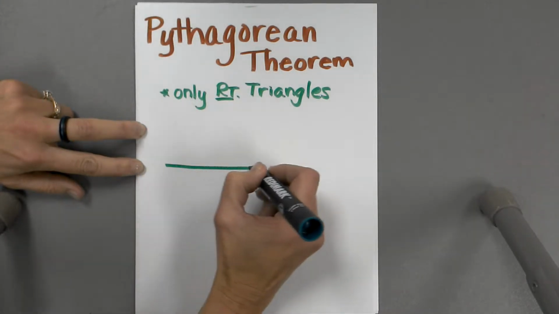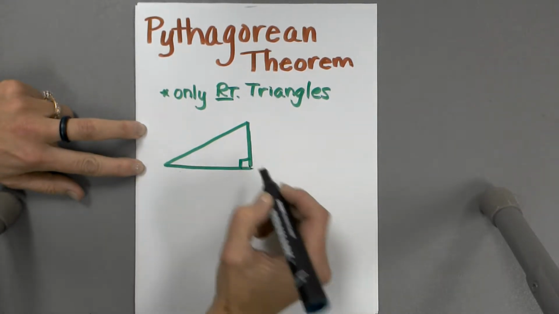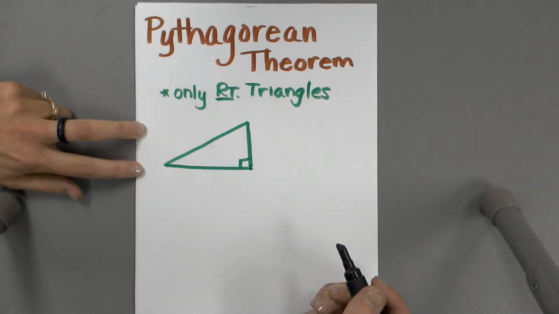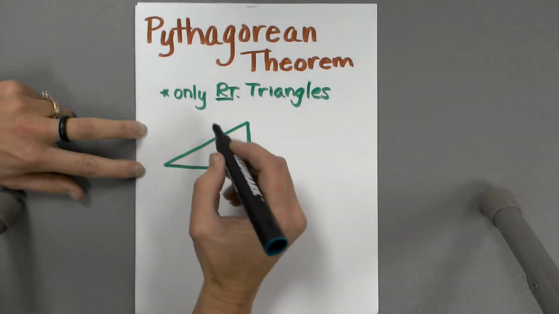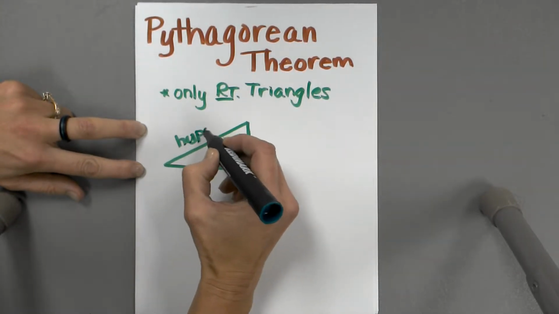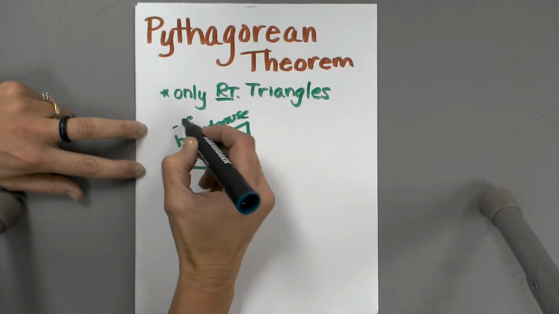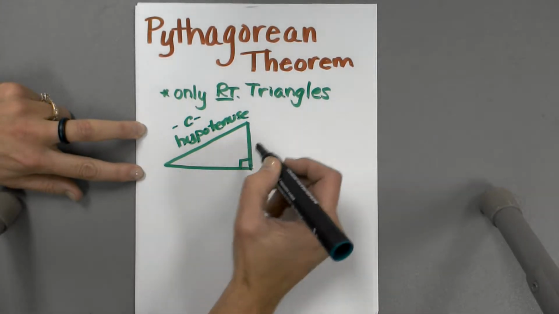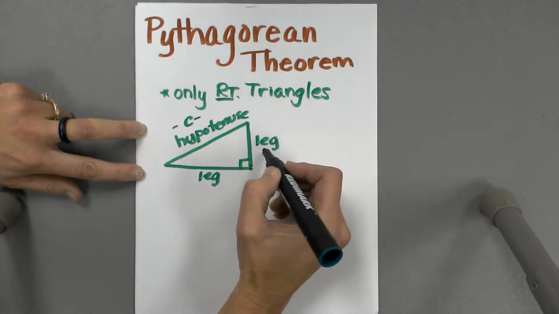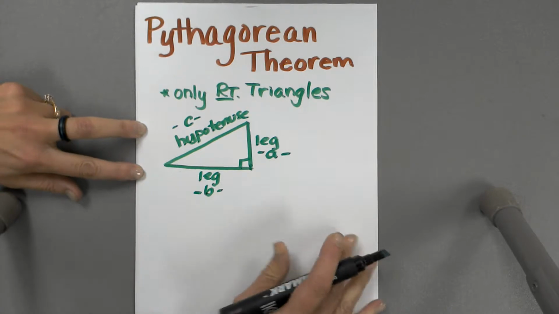So this is just a general picture of what a right triangle looks like. And we usually put a little square in the corner for the right angle, and that's a 90-degree angle. And the length of the side that is opposite the right angle is always called the hypotenuse. And we usually call that side C. The other two sides of the right triangle are called legs, and those are just randomly given names of side A and side B.